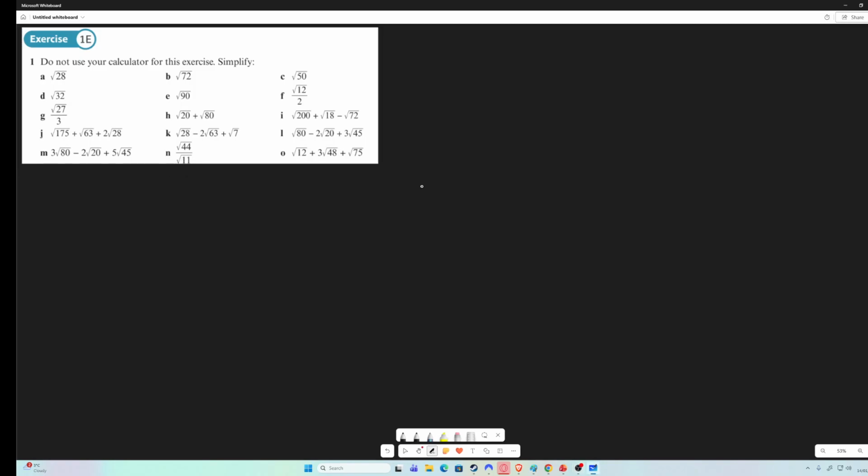Let's do exercise 1E. So we will be simplifying surds. 1a. The square root of 28 is simply the square root of 4 times the square root of 7, which is 2 root 7.